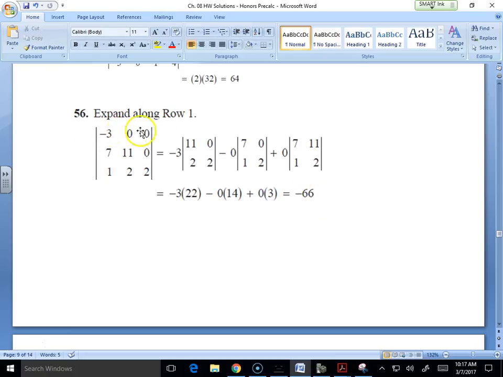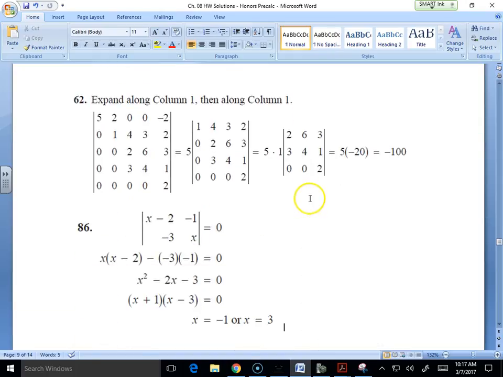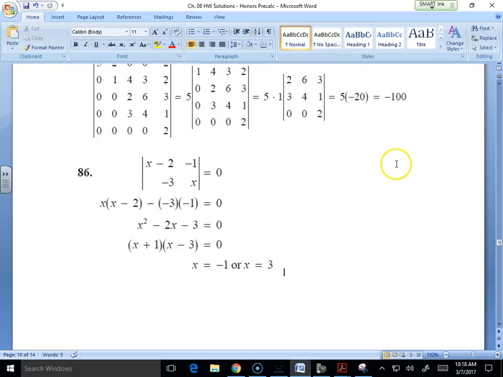Why did they tell you row 1? It was a great idea. There were 2 zeros. -66. Number 62, final answer was super hard. Just kidding. Negative 100. Please tell me you guys chose the first column or the last row, because if you did something else, that would have been such a painful problem. Right? When there's lots of zeros, you just break it down, break it down, break it down. Got it. Negative 100. Last but not least, number 86.